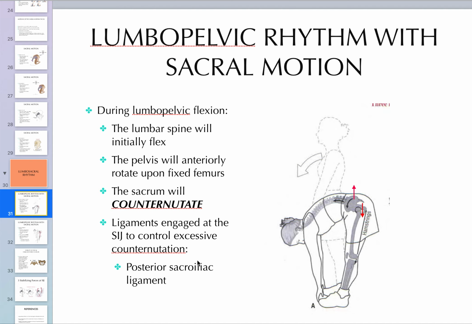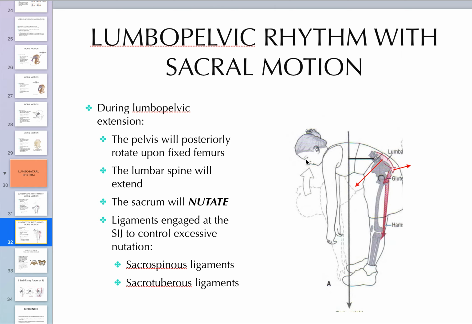Okay, so the ligament that engages in the sacroiliac joint motion to control the excessive counter nutation will be the posterior sacroiliac ligament, right? We mentioned that earlier. So the posterior sacroiliac ligament will check counter nutation of the sacrum, okay? So it will be active during lumbopelvic flexion.